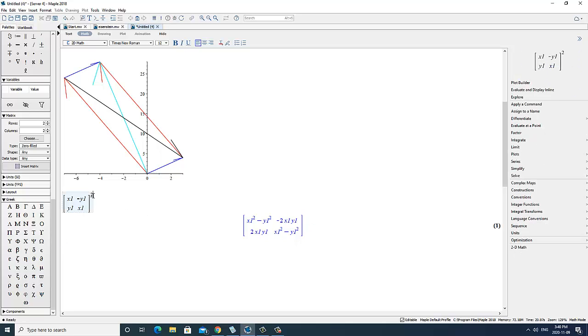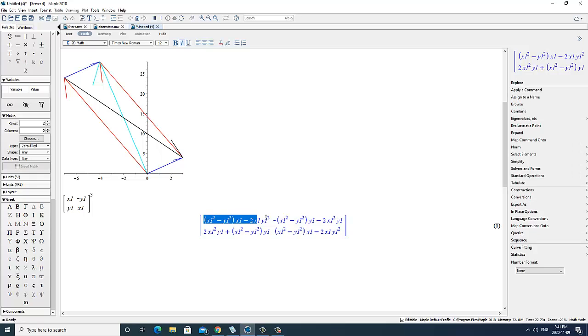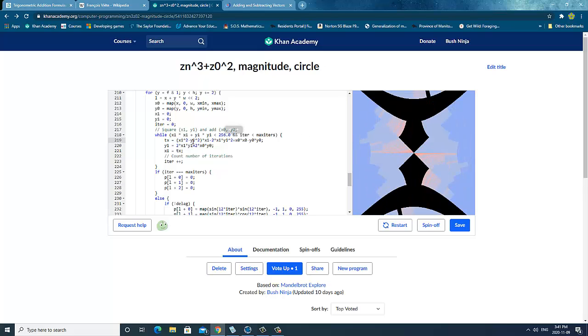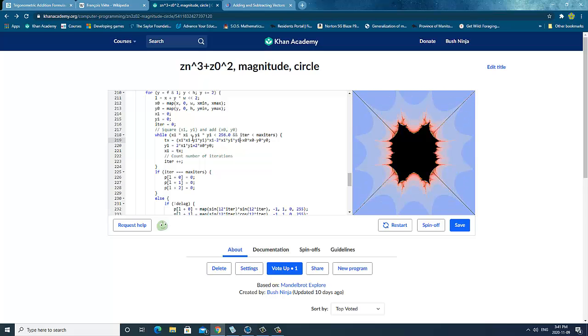And if you do 3, so, alright, the problem we have here is that JavaScript can't see x squared like that, so that's why I've been putting x times x, that's why I've been doing that essentially this whole time. All right.